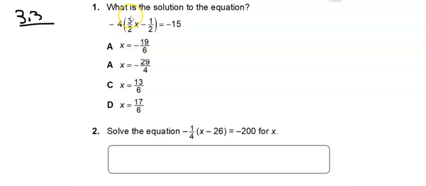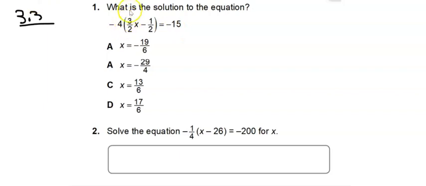-4 times 3 over 2, x, minus 1/2 equals -15. Okay, good.